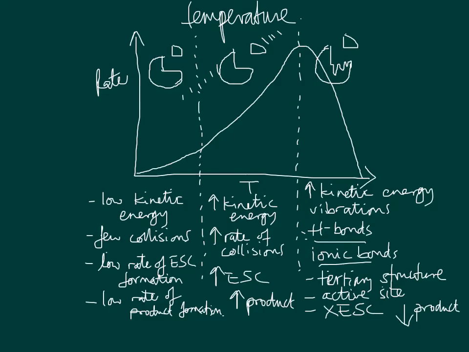Remember, if you're asked a question on how a factor affects the rate of a reaction, you always have to bring it back at the end, even though you've discussed all the relevant points such as kinetic energy and bonds breaking. You always have to bring it back to how this affects the enzyme substrate complex formation, and ultimately how it affects the product formation, because that's what we are measuring on this axis. Okay? Easy.